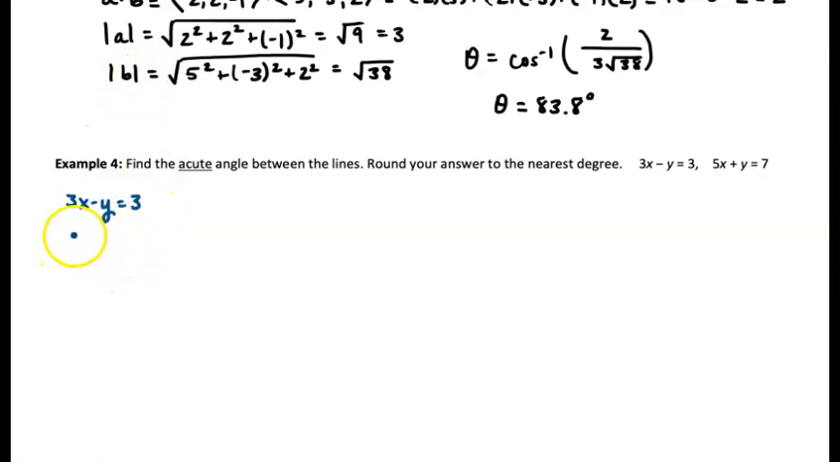So I'll rearrange this in slope-intercept form. And I get y, if I add y to both sides, is equal to 3x. And then if I subtract 3 from both sides, we get y is equal to 3x minus 3. This tells me that my slope is 3. Now let's remember what slope really is. Slope is really the rise over the run. Another way we can put that, it is the change in y over the change in x.